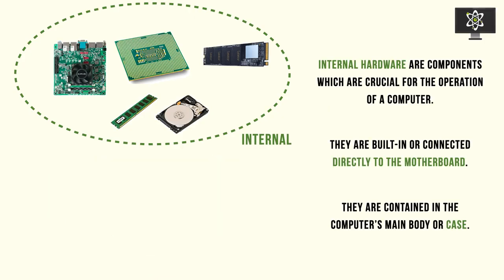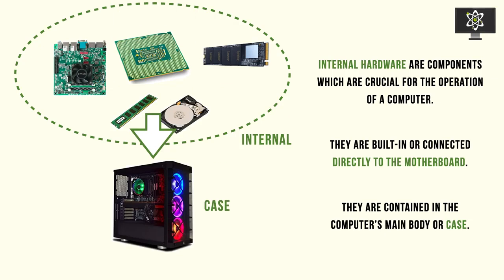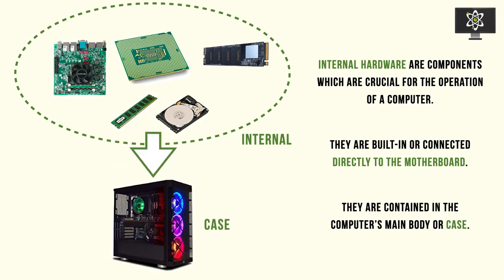Okay? So, as I said before, internal hardware are components which are crucial for the operation of a computer. These are typically connected directly onto what is called a motherboard, which we will discuss in the next video, and they're typically contained within the computer's main body or case. So that is where we can physically see the difference between internal hardware and external hardware: basically whatever is in the casing. And whatever's in the casing is typically what is essential for operation. In other words, the casing is there so you don't pull things in and out very often. It's meant to be in there for an extended period of time.